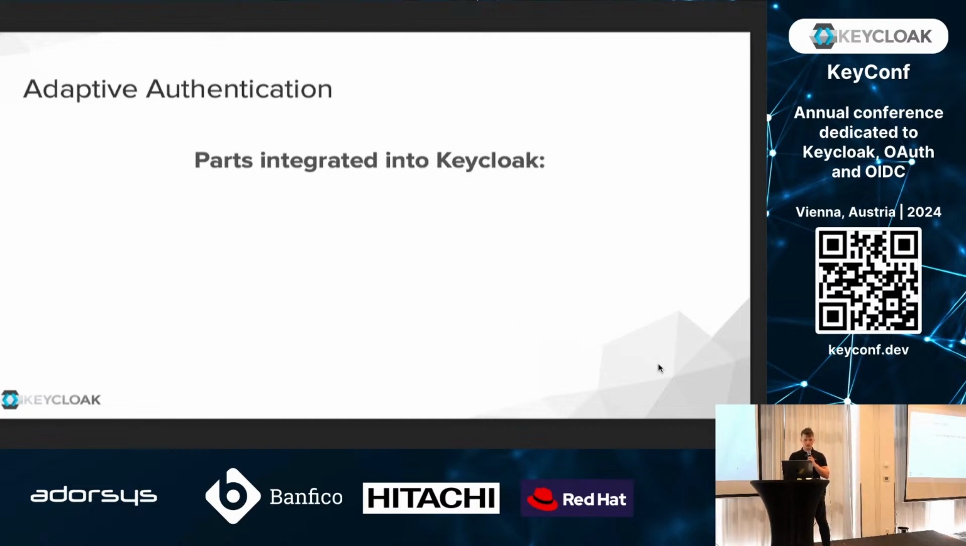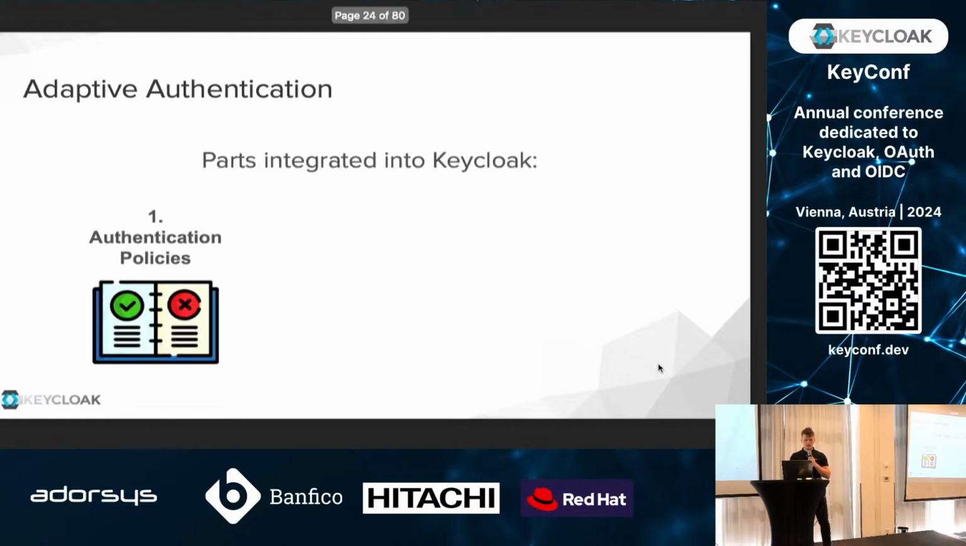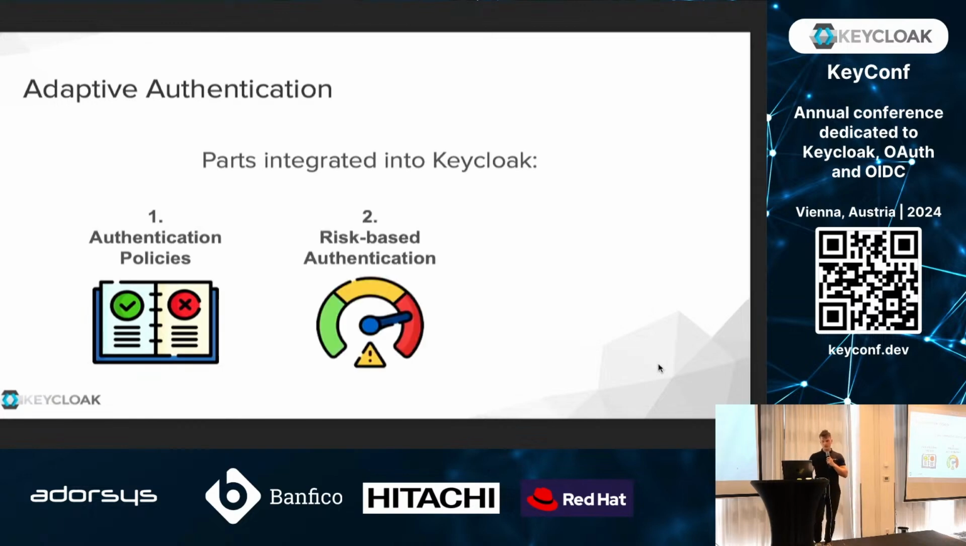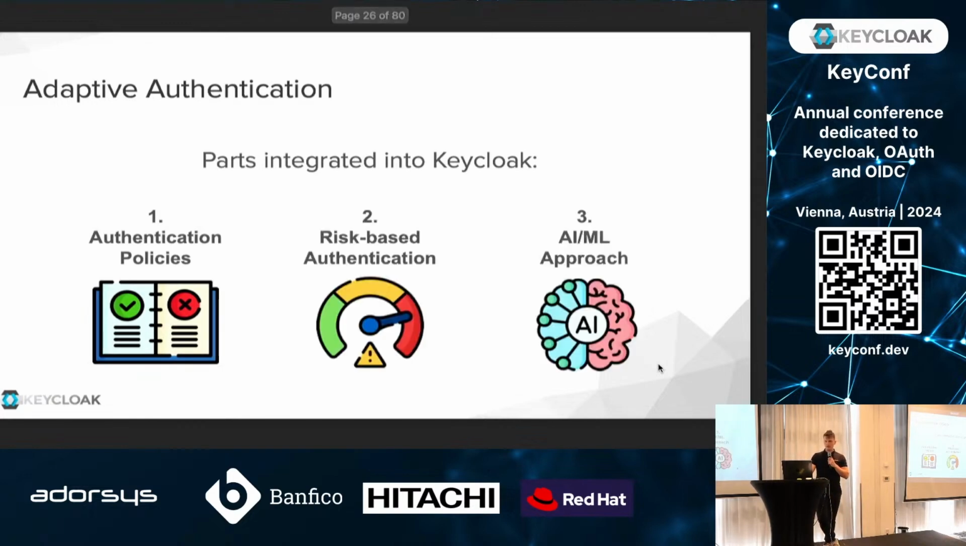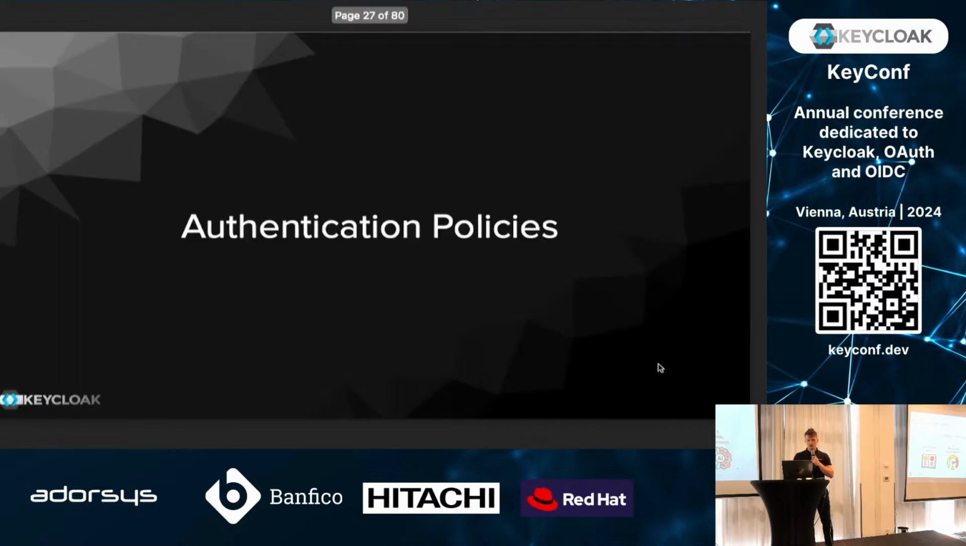While working on the adaptive authentication POC, several parts were integrated into Keycloak. The first is providing authentication policies, then risk-based authentication, and leveraging an AI and machine learning approach. We can go one by one, and in the end, I will show you a demo of how it is all working together.